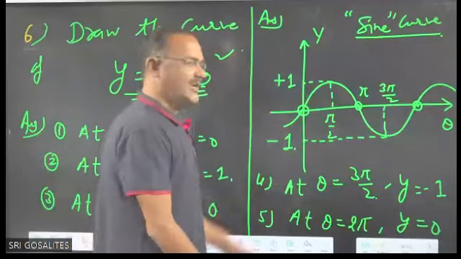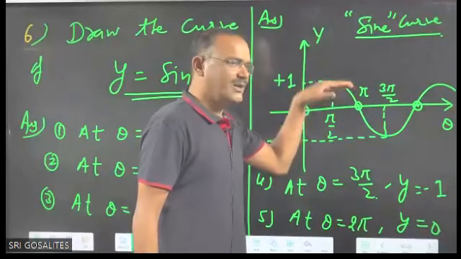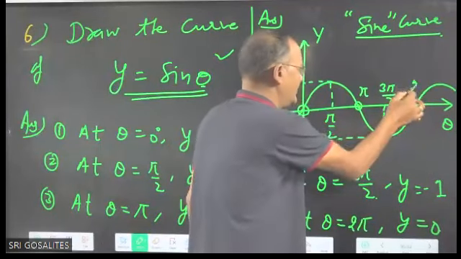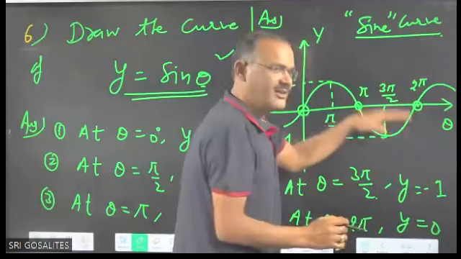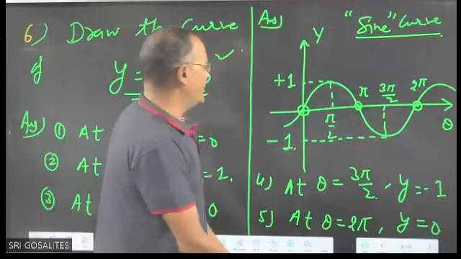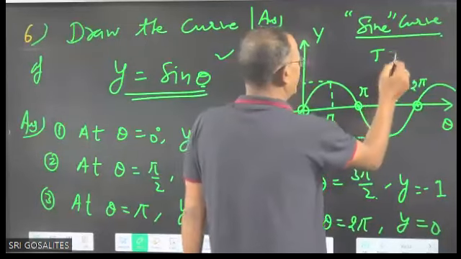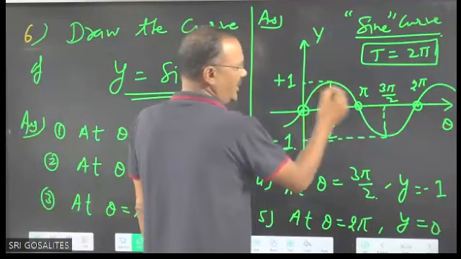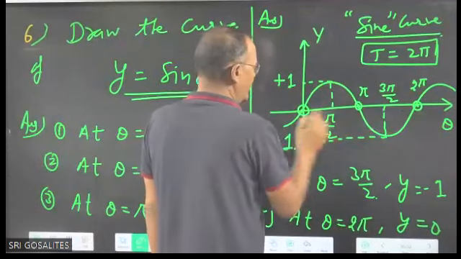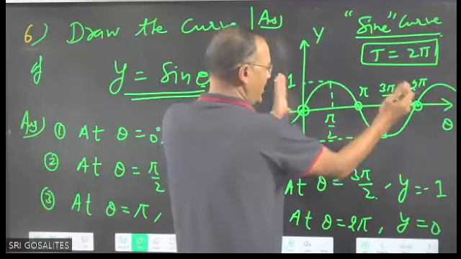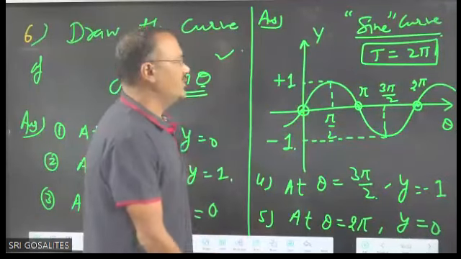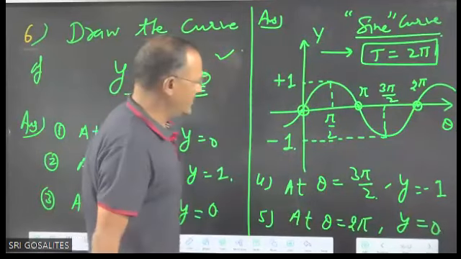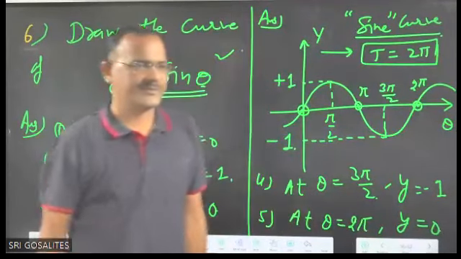You can see from 0 to pi, its values are positive, and from pi to 2 pi, its values are negative. What is its time period? What is the time period of the sine function? 2 pi, means it will complete all its values, or come to the same position, after an angle of 2 pi. So it is called the time period of the sine function. Okay, copy this.